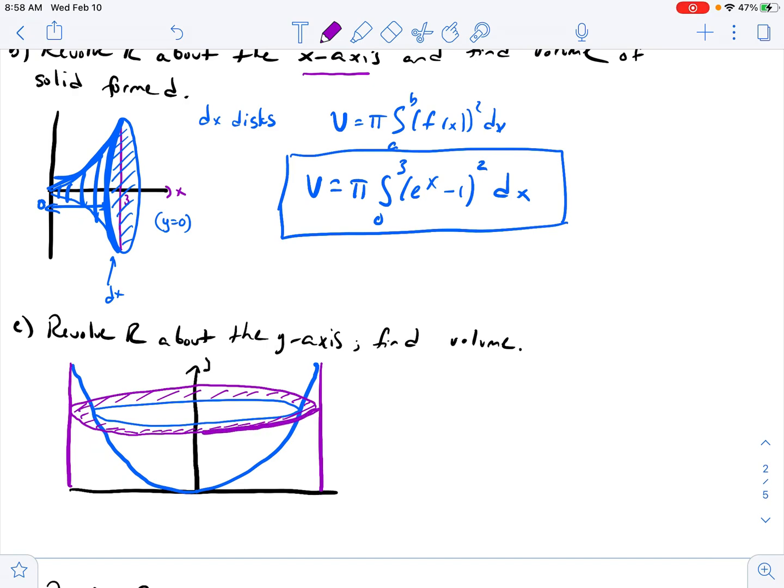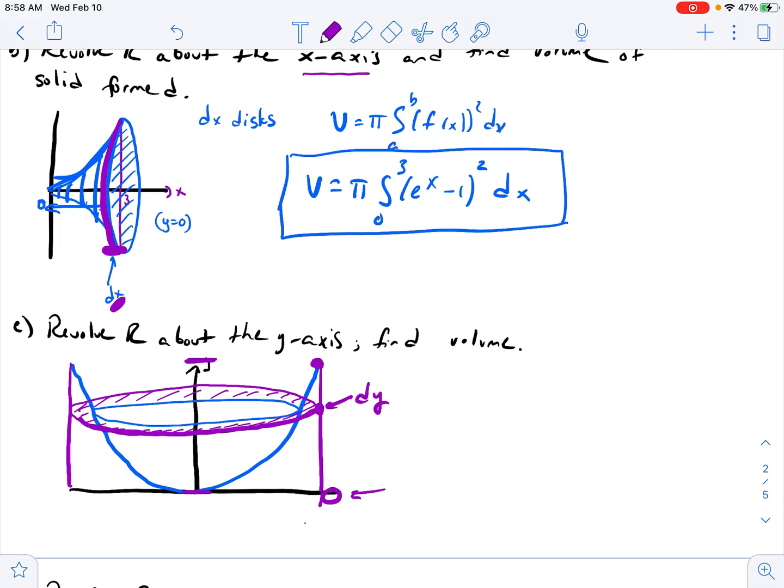This is the very thin thickness this time. When the thickness looks like this, that's a very thin thickness left to right. That's a dx. This is a very thin thickness up and down now. This is a dy. So we're going to have to integrate with respect to y here. So the bounds are going to be with respect to y. The lower bound starts at presumably 0. The upper bound is where these two things intersect. So I've got to figure out what that y value is.